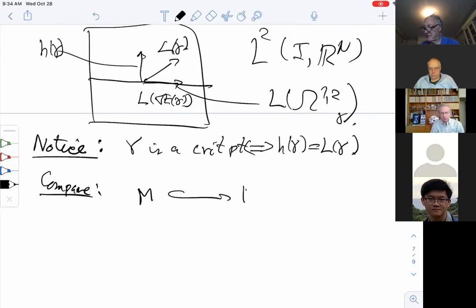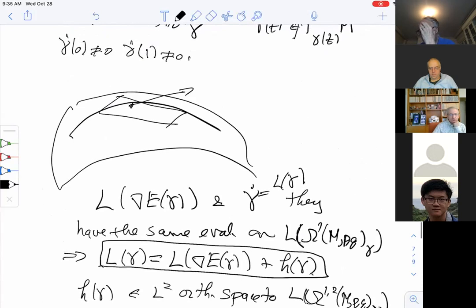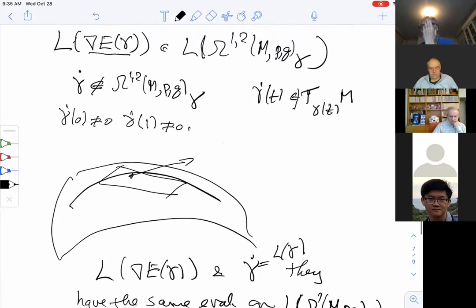If M is a smoothly embedded submanifold in Euclidean space, and gamma is a curve in M, smooth curve, C2, then gamma is a geodesic if and only if gamma dot. Sorry, my picture before was misleading. What I said before is wrong. Gamma dot is in the tangent space. That's true. But it doesn't vanish at the endpoints.